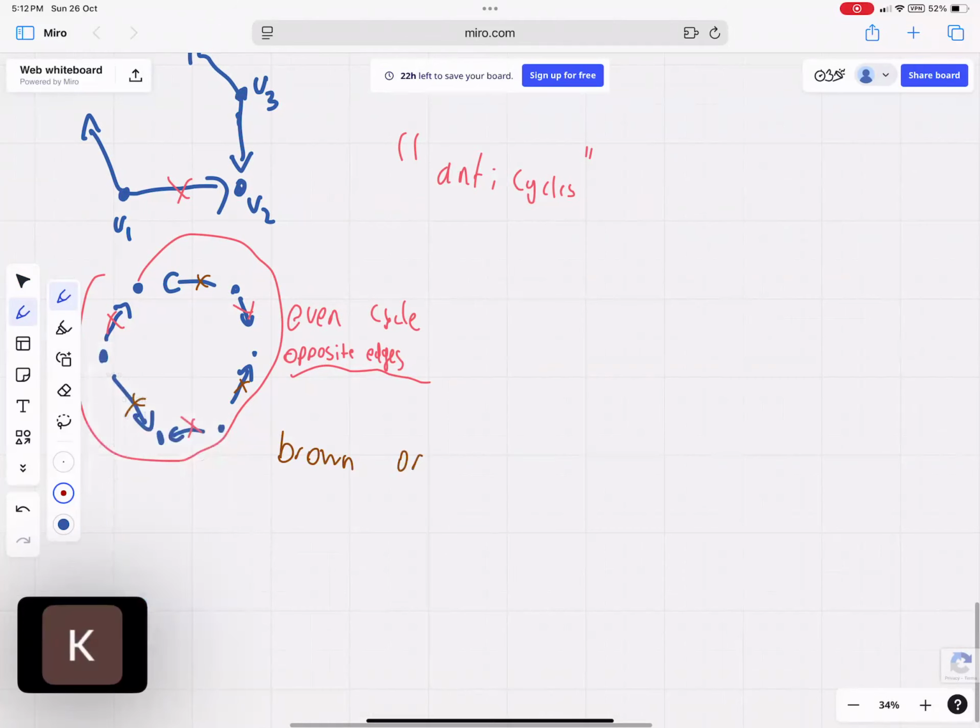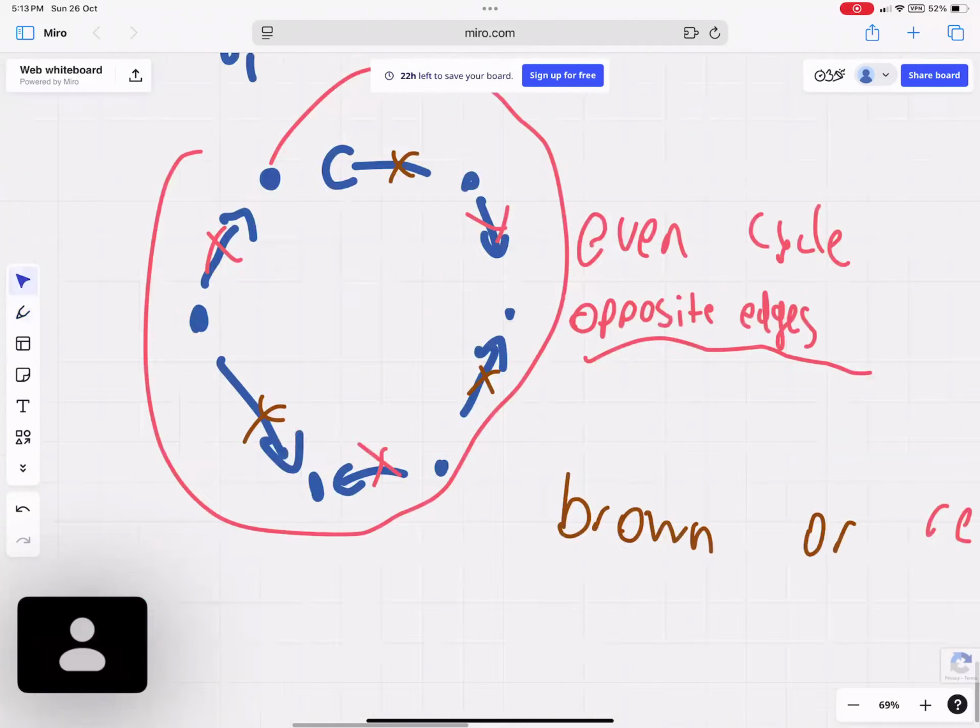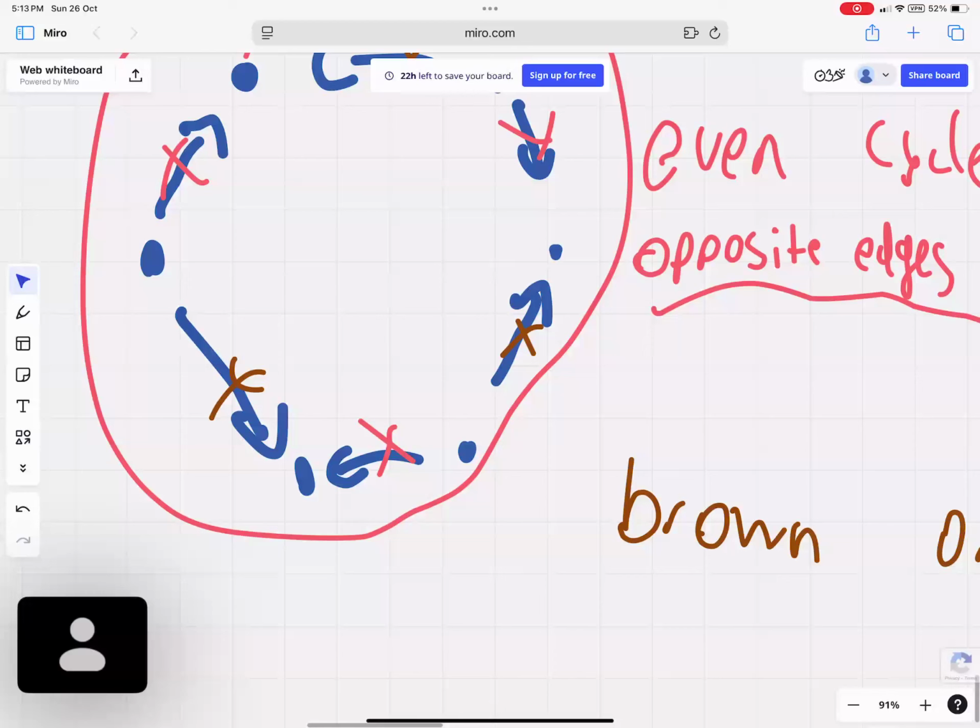No, but anticycles need not be disjoint, right? Yeah, they need not be. The thing is, say we consider a vertex in the anticycle. Okay.